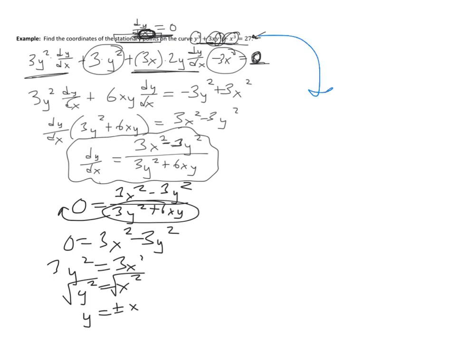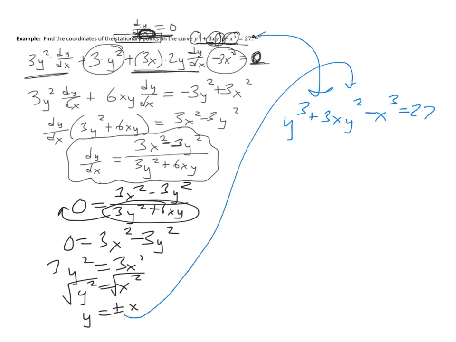The original function. The original function was y cubed plus 3xy squared minus x cubed equals 27. If this is going to work, it's got to work in this original function. Okay, so what I'm going to do is I'm just going to take these things and I'm going to plug them back in up here to find out what x and y values would work. Okay, so as I continue my way through this, so this y cubed will be negative x cubed plus 3x times negative x squared minus x cubed equals 27. Negative x cubed is negative x cubed.